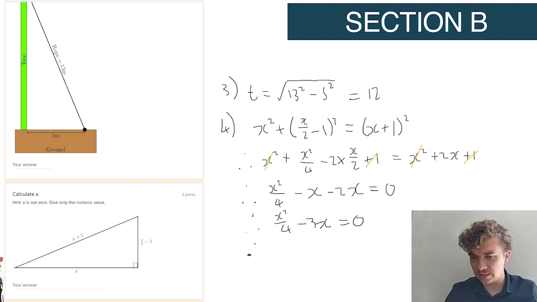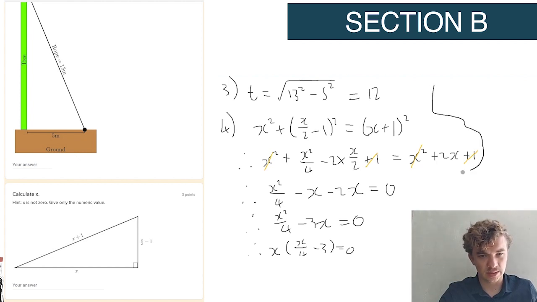And something like this should scream factorization, because you have an equal 0 and you have an x in each term. So it's a common factor of x, leaving you with x over 4 minus 3 is equal to 0. And I'm just going to continue on the right hand side.